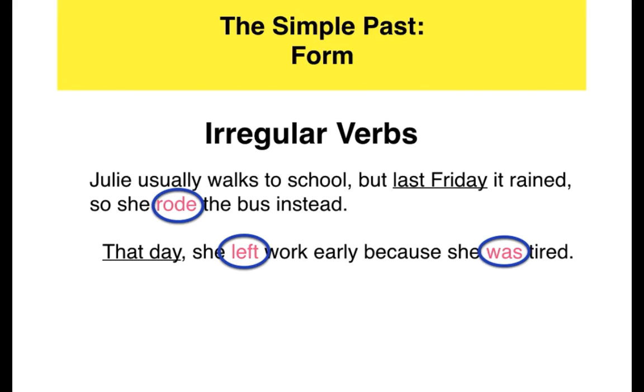If you don't remember all of your irregular verb forms, now would be a good time to pause the video and review them. All right, in this example, there is one verb that has a regular past tense conjugation. Can you find it? Yep, rained. You know it's regular because it has an -ed.